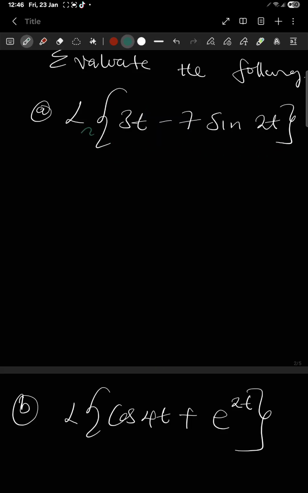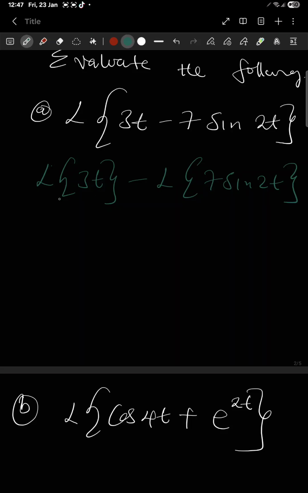To do that, you are going to multiply Laplace times 3t. You are going to have Laplace of 3t. Then you can also say minus Laplace times 7 sine 2t. We are going to have Laplace of 7 sine 2t. Then after you've done that, always make sure that the constants are factored out. The constants must be factored out whenever you are solving these Laplace transforms. Here we have the constant of 3, there we have a constant of 7.